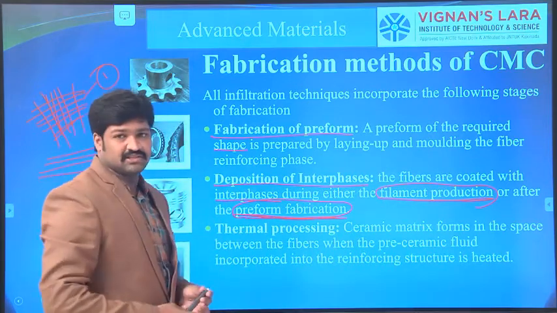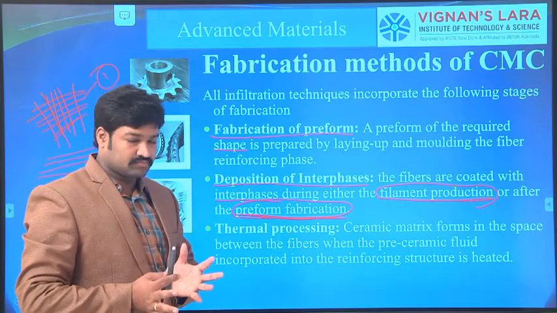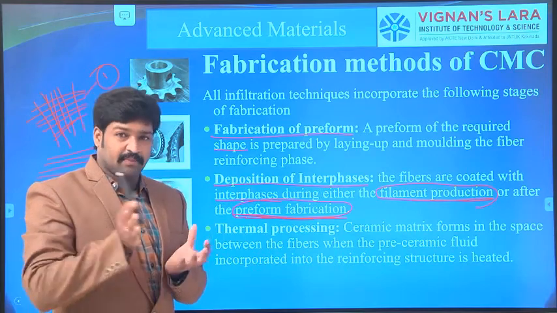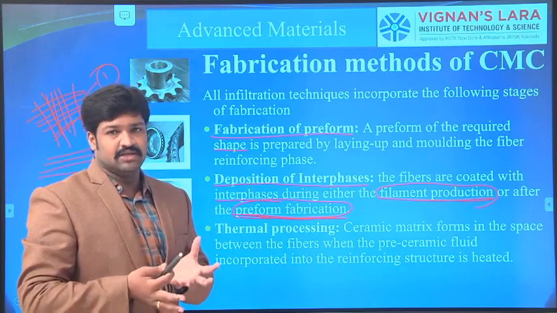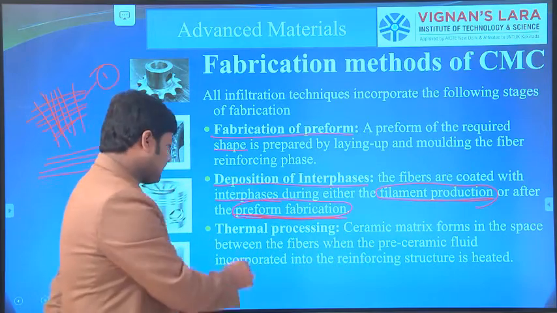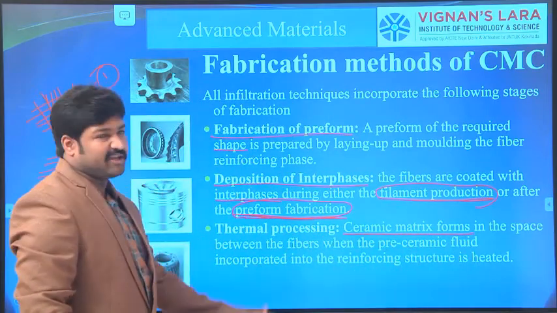The third one is thermal processing. Here we are infiltrating the matrix material into the preform and then it is heated. Then it will be compacted and only then can it be a good component. So in thermal processing, the ceramic matrix forms in the spaces. Here we are using the preform.